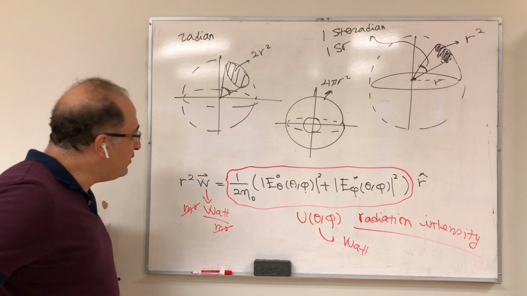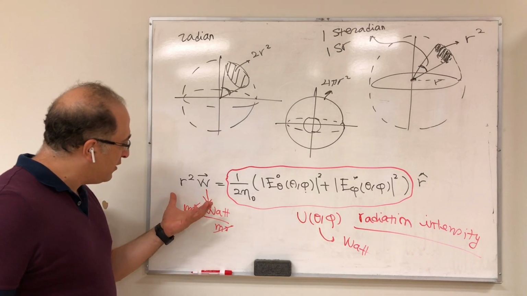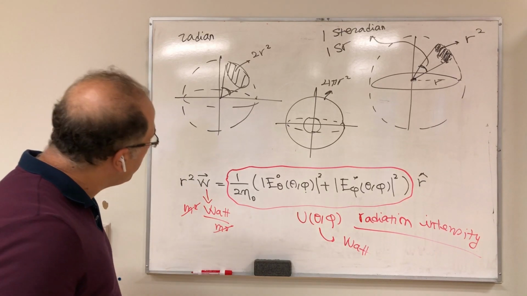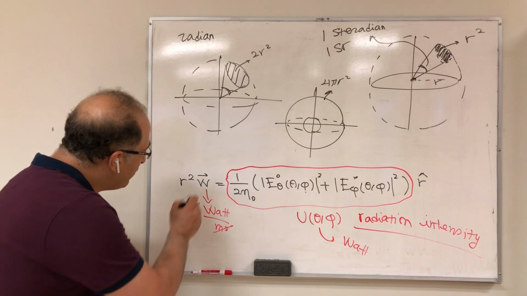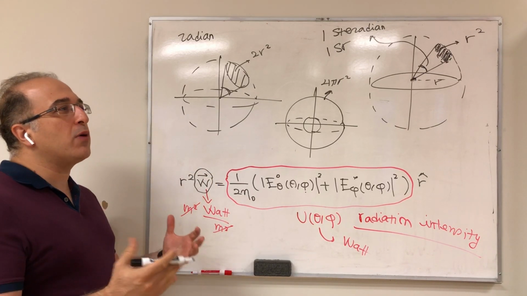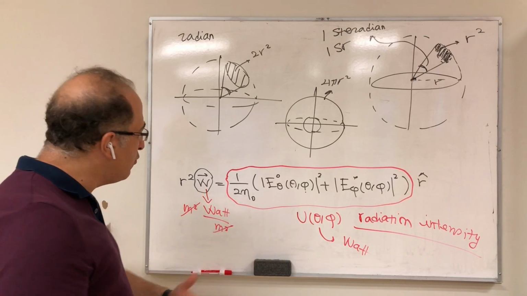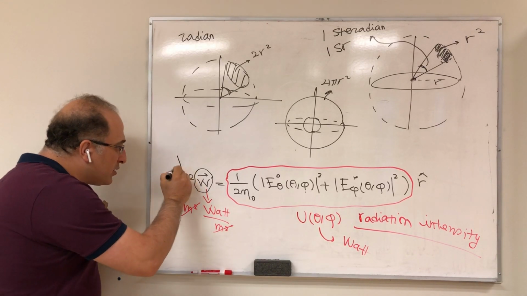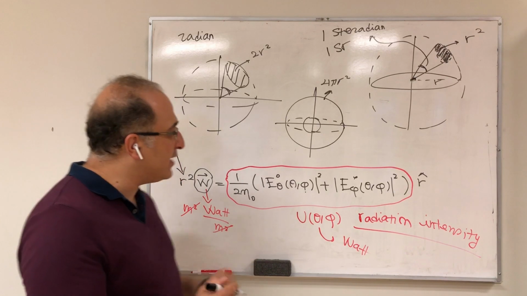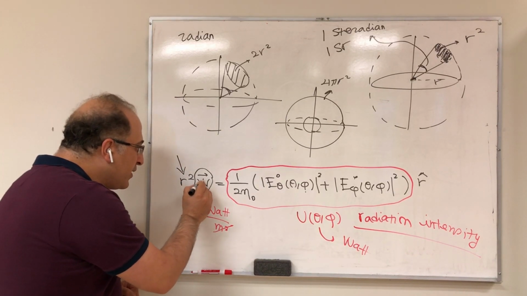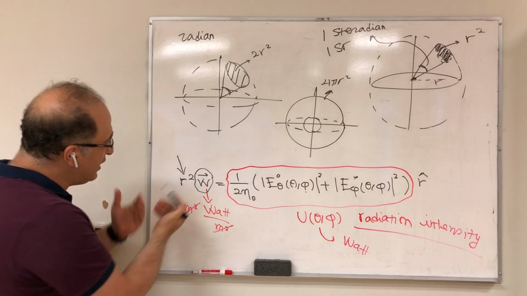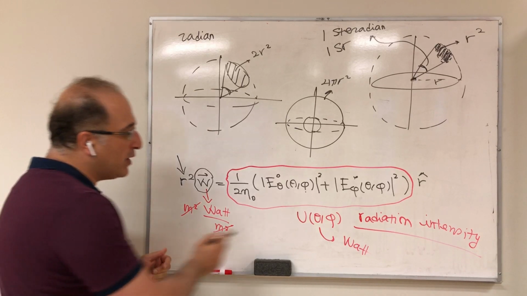Now we could look at this concept and then try to understand something from it. So remember, W is power density, so watt per meter square. It tells you how much watt is passing through 1 meter square. And then you multiply it by R squared. So this is radiation intensity, and this means how much power is passing through R squared area.